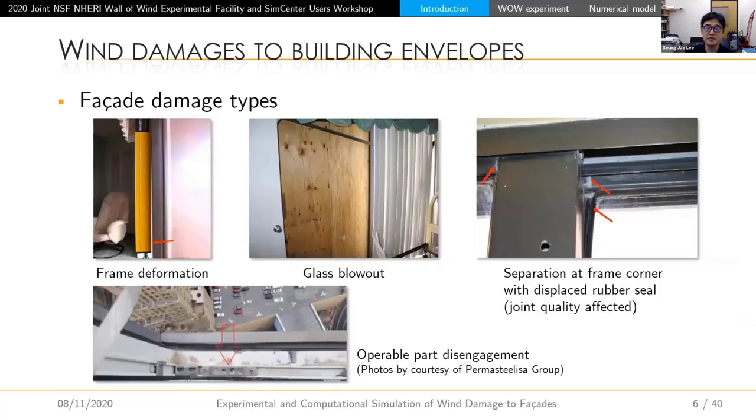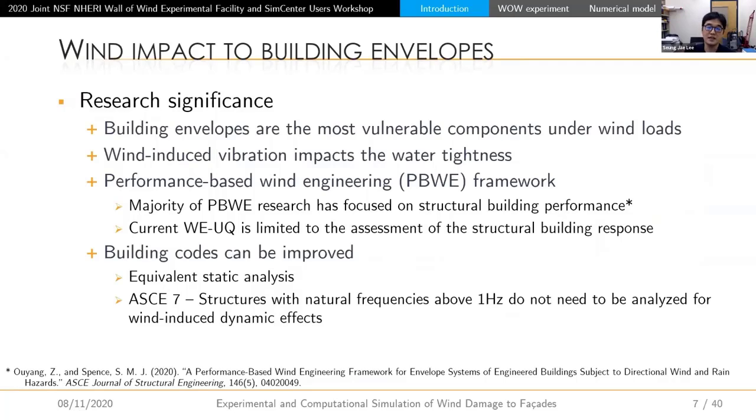There are several different types of facade damage we can observe during and after extreme wind events, including frame deformation, glass cracking, blowout, things like that. The upper part, for an openable window, is connected to the main frame using metal hardware, so wind-induced vibration may cause this type of disengagement. Also, wind-induced vibration can affect the joint quality and the amount of water intrusion into the building interior.